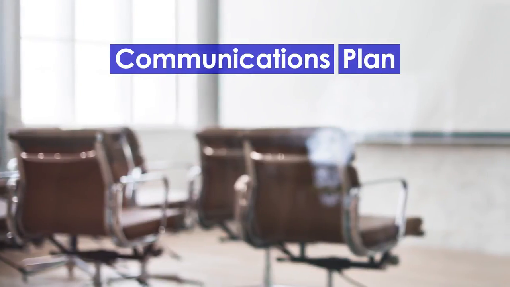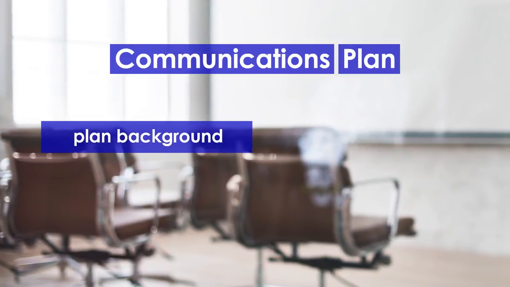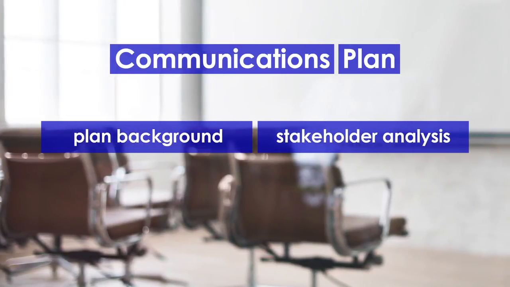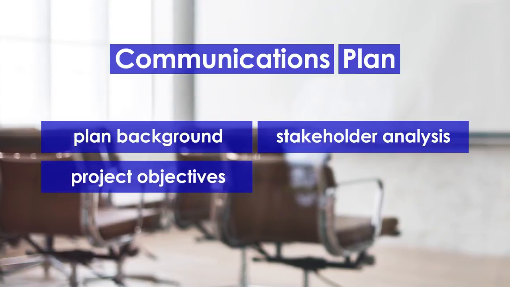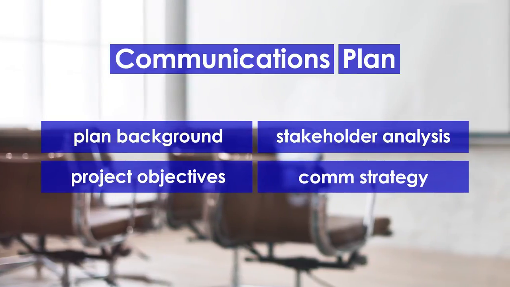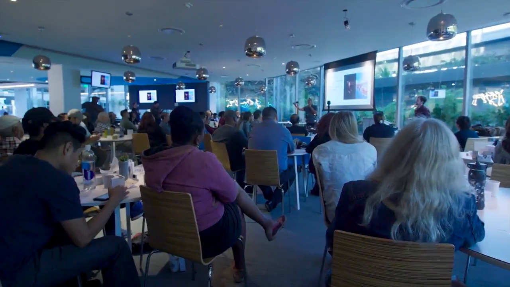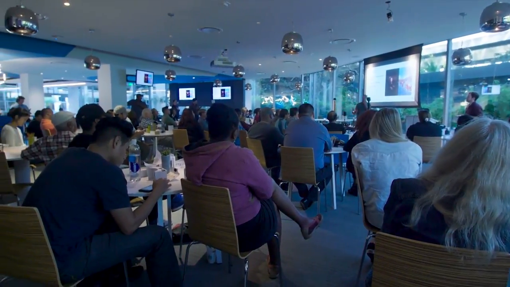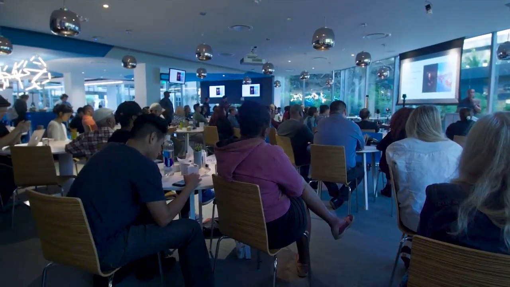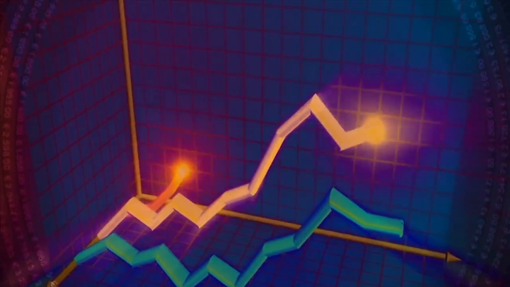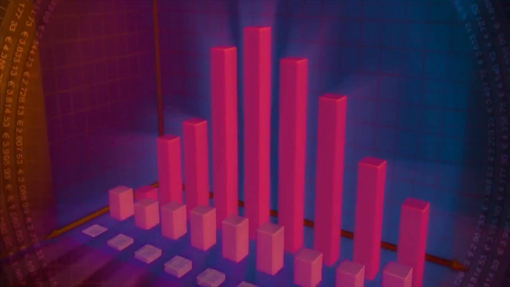Key elements of the communication plan include a brief background for the plan, the stakeholders analysis, the project objectives, the communication strategy, potential issues and risks, budget information. A common mechanism used for conducting communication is a weekly or monthly progress report. Content should include information such as how the project is progressing, milestones reached, and efforts planned for the upcoming period.